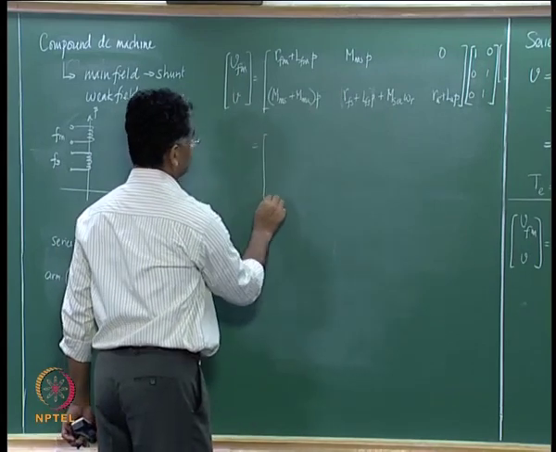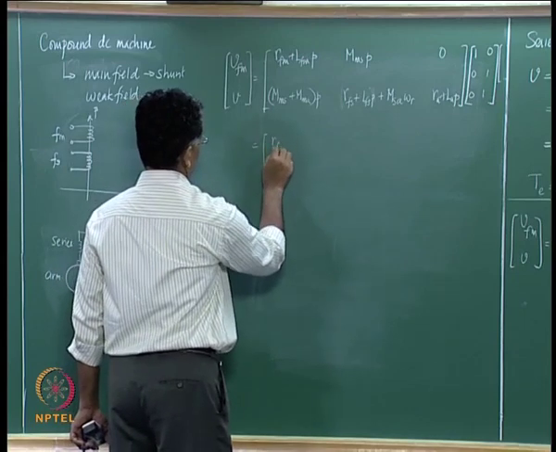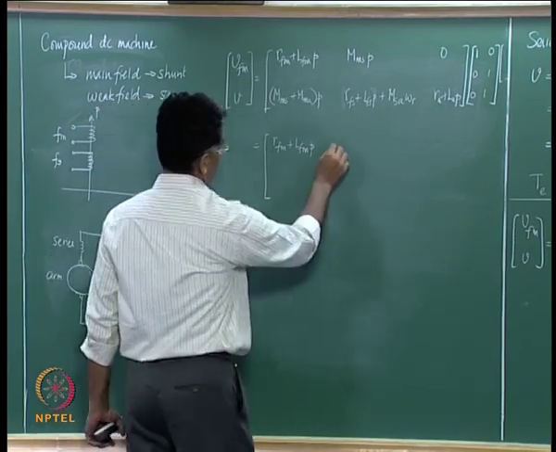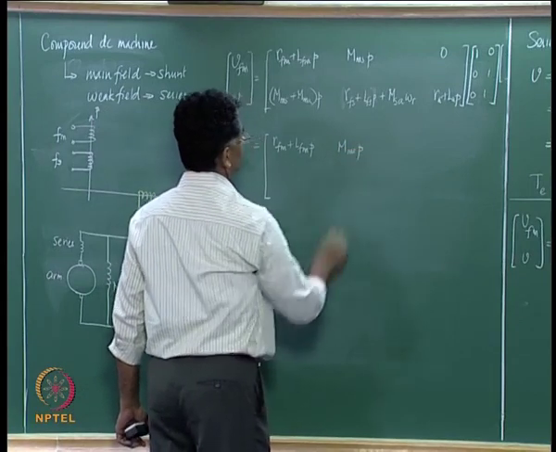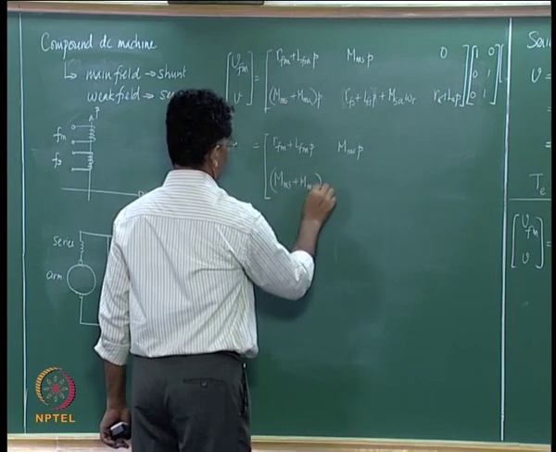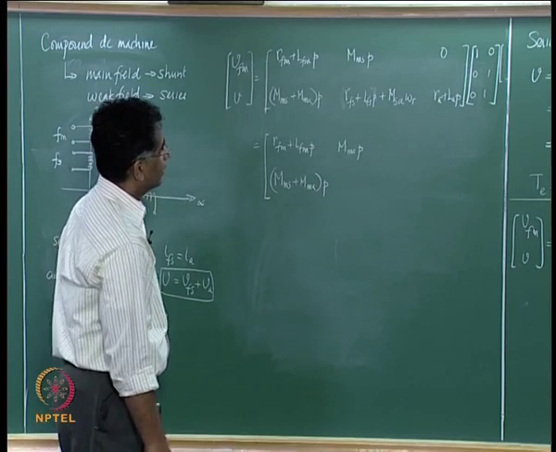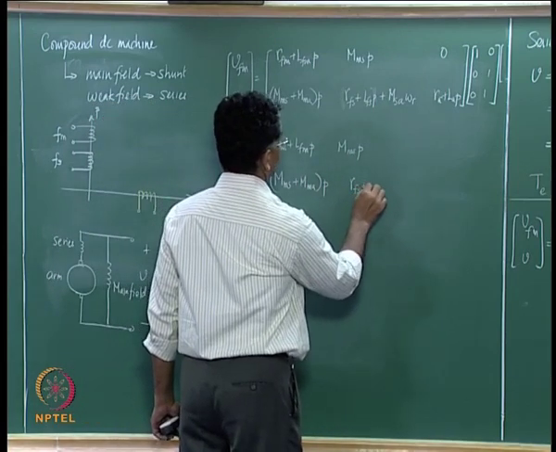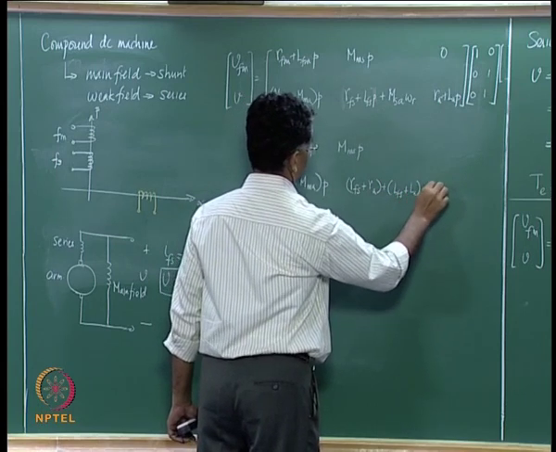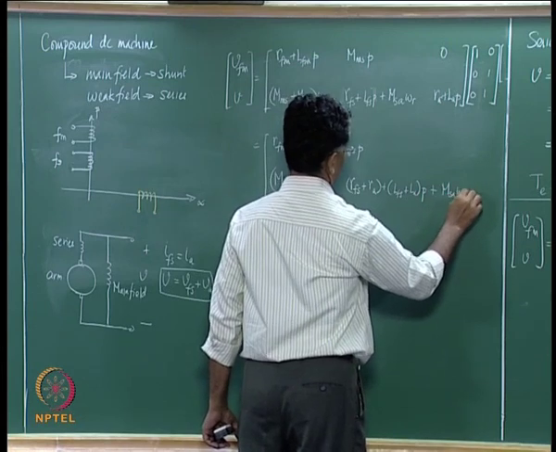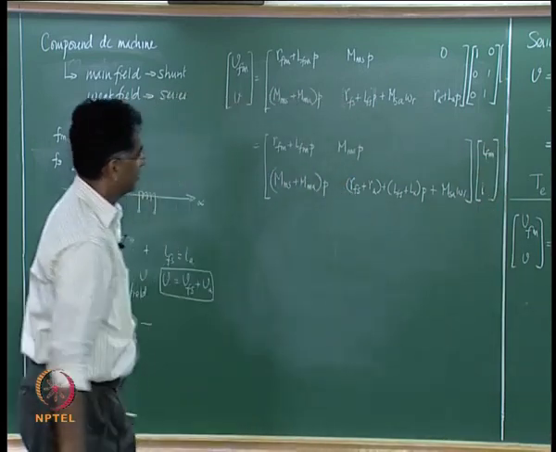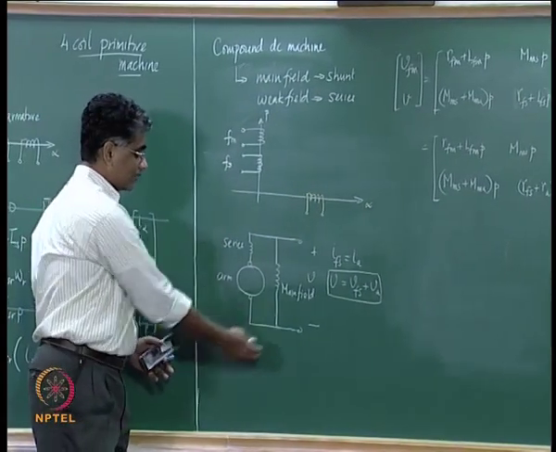So, simplifying this again, what we have is RFM plus LFM into P, the remaining terms are 0, and then you have here MMS into P, and then you have MMS plus MMA into P, and then you have RFS plus RA plus LFS plus LA into P plus MSA into omega r, this whole thing multiplied by IFM and I. So, this would then be the electrical equation for the machine interconnected in this manner.